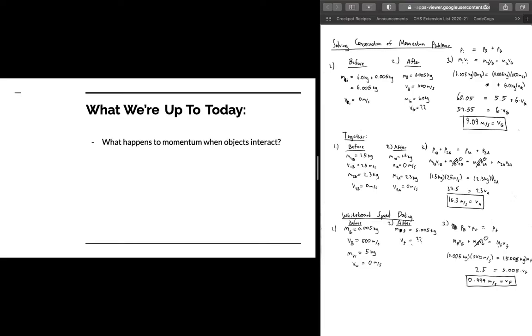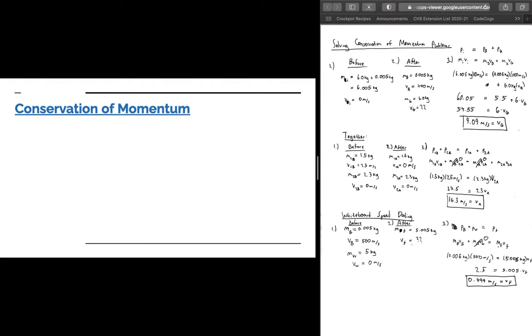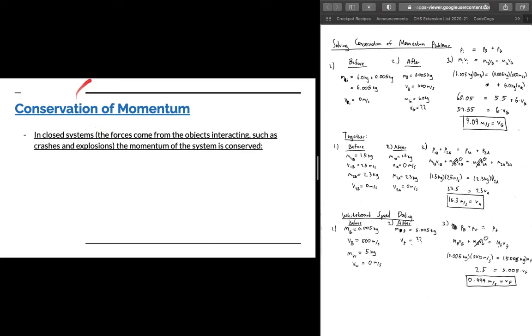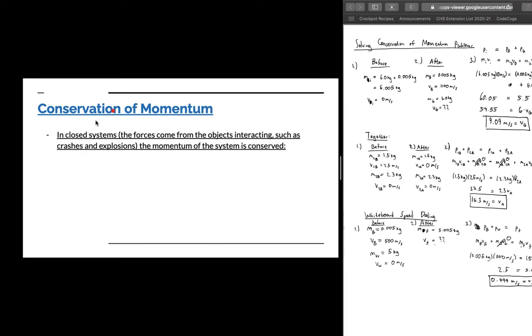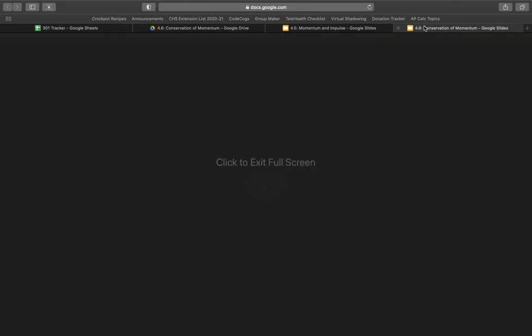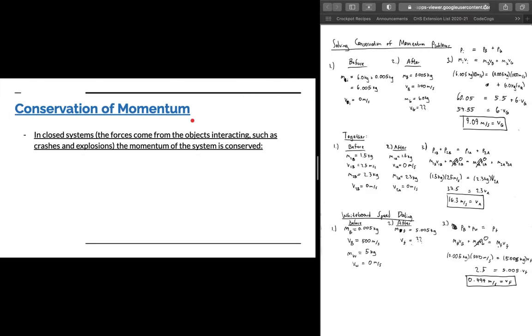So we're up to today. What happens to momentum when objects interact? How can we predict the outcomes of collisions, crashes, and explosions? So, conservation of momentum. Let's see what we have right here. That's a lab we were doing in class.